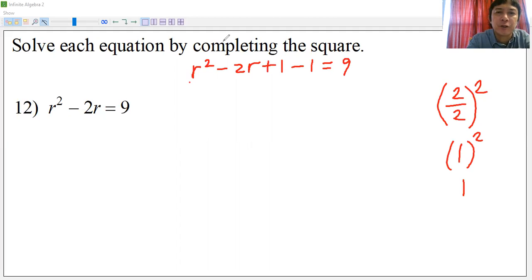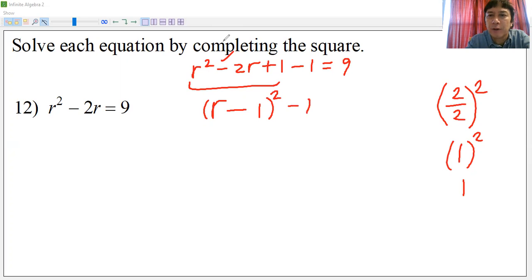This trinomial here will be simplified to something like this. The square root of r squared, and the square root of 1 will still be 1. The sign will be minus, taken from here, as usual. And then this continues with minus 1 equals 9. Next step is to add 1 to both sides, so we'll be able to isolate the term with the r. So add 1 here, add 1 here.